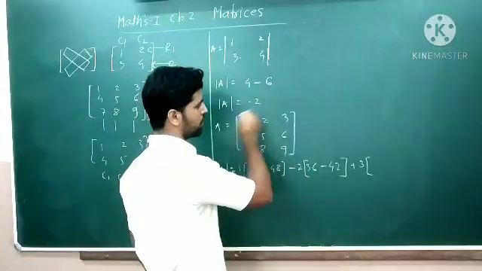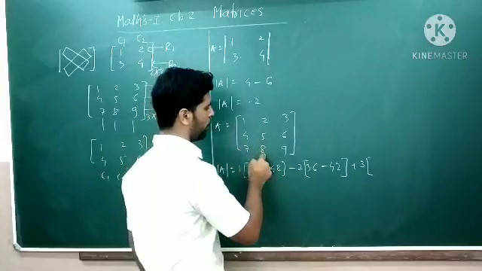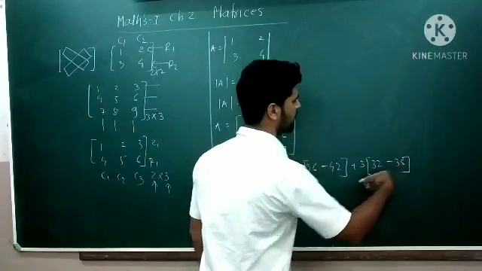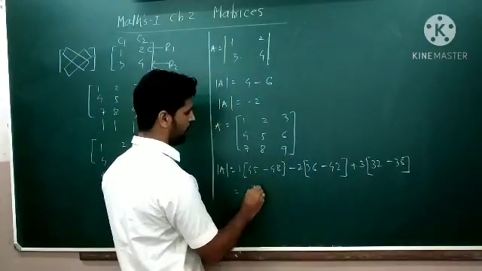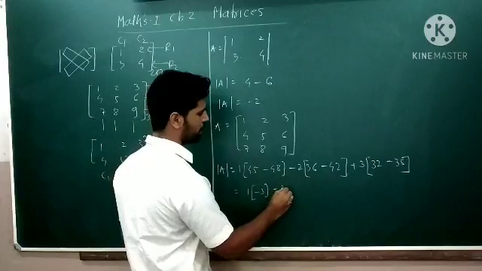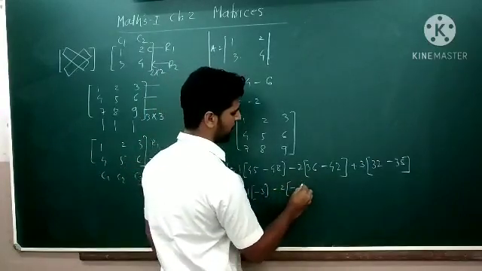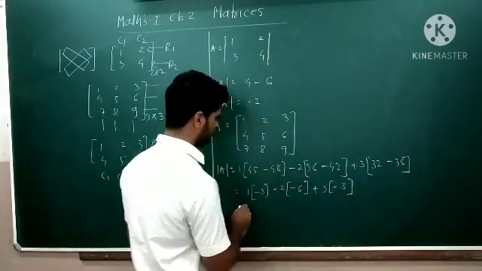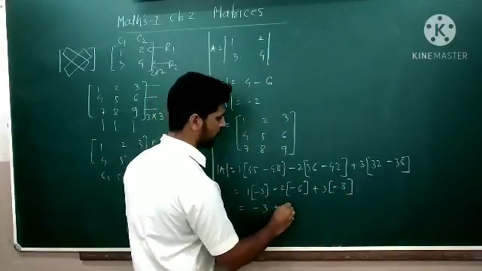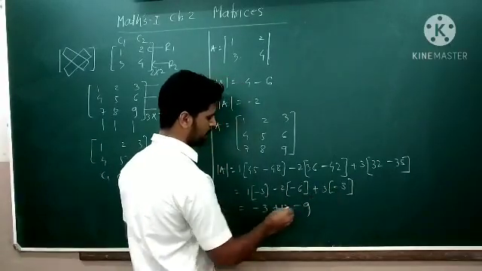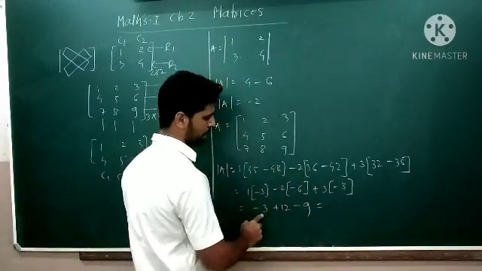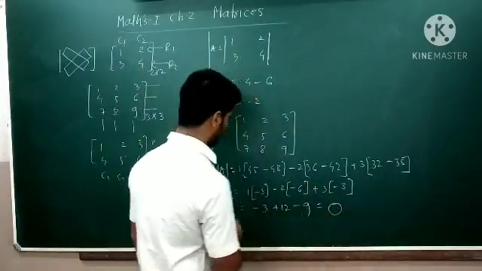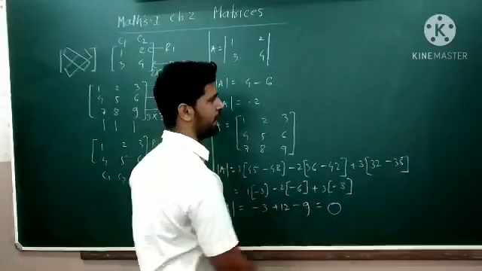For 3, in the first row, third column, leave that row and that column. 4 into 8 is 32, minus 7 into 5 is 35. Like this. So you get 1 into 45 minus 48, which is minus 3, minus 2 into 36 minus 42, which is minus 6, plus 3 into 32 minus 35, which is minus 3. So you will get minus 3, plus 12 and minus 9. So minus 3, plus 12, minus 9, that is 0. So the determinant you are getting is 0.